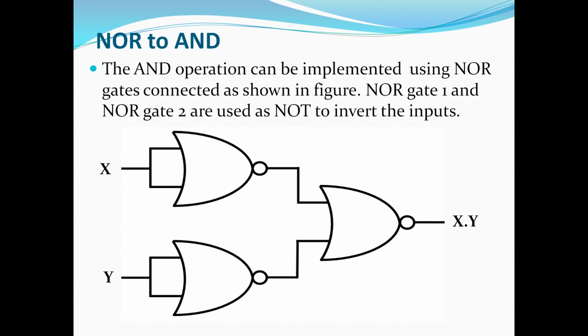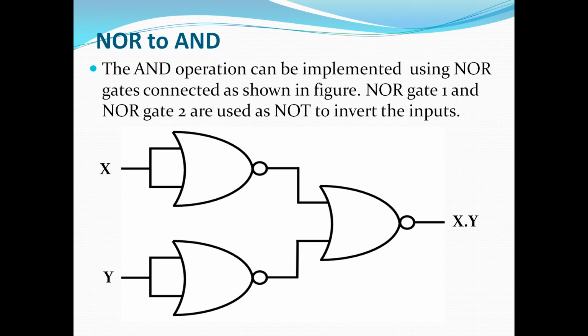The first NOR gate and second NOR gate are used to invert the inputs, which means they are used as NOT gates. Inverting the input means if we give x as the input, the output will be x dash. If you give y as the input, y dash will be the output. So to invert the inputs, we use two NOR gates, first and second. Remember, in these two NOR gates, both the inputs are connected together, purposefully.